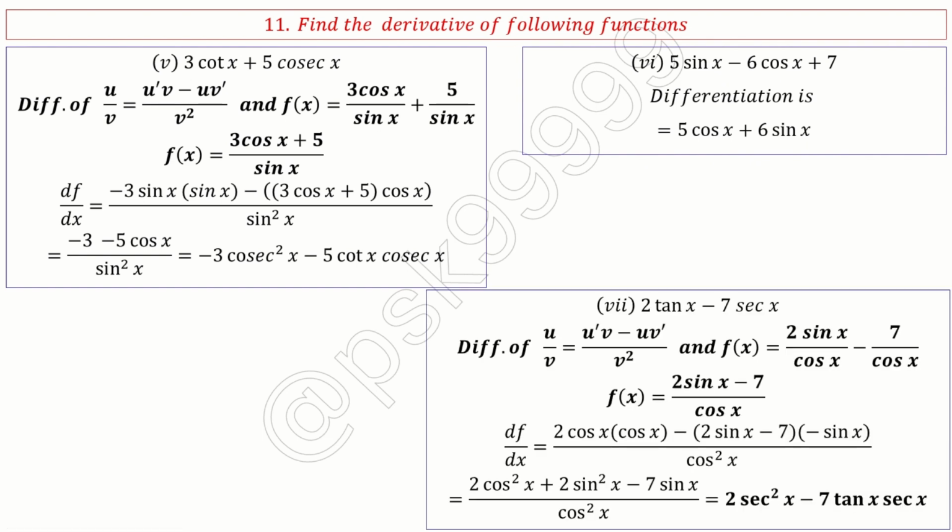2 tan x minus 7 secant x. This is the detailed way of explanation, but let's do it directly. 2 tan x differentiation is 2 secant square x, right? So 2 secant square x minus 7 secant x. Secant x differentiation is tan x into secant x. So minus 7 tan x into secant x. This is the answer. You do it the detailed way also, you'll get the same. For multiple choice and objective type questions, you have to remember and do it. For theory questions, you have to solve it this way. Next.